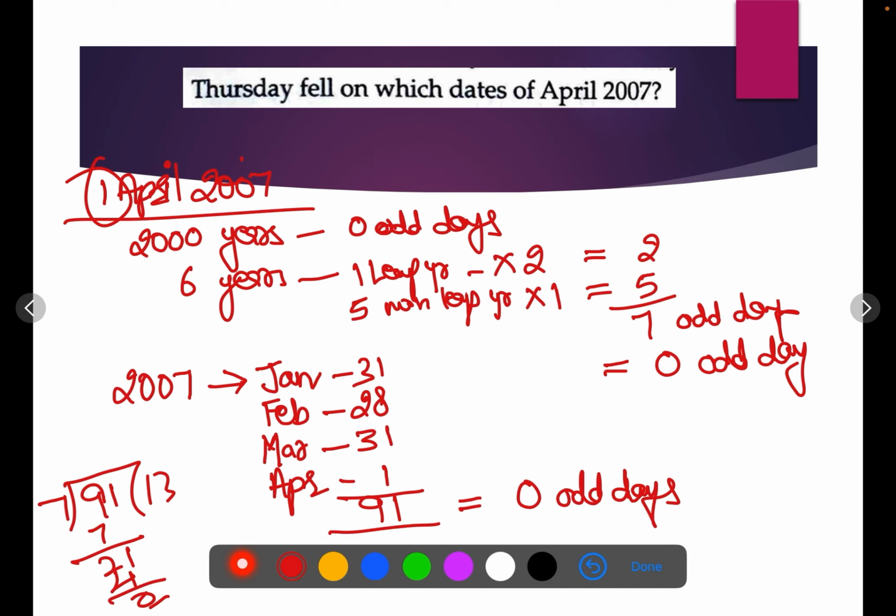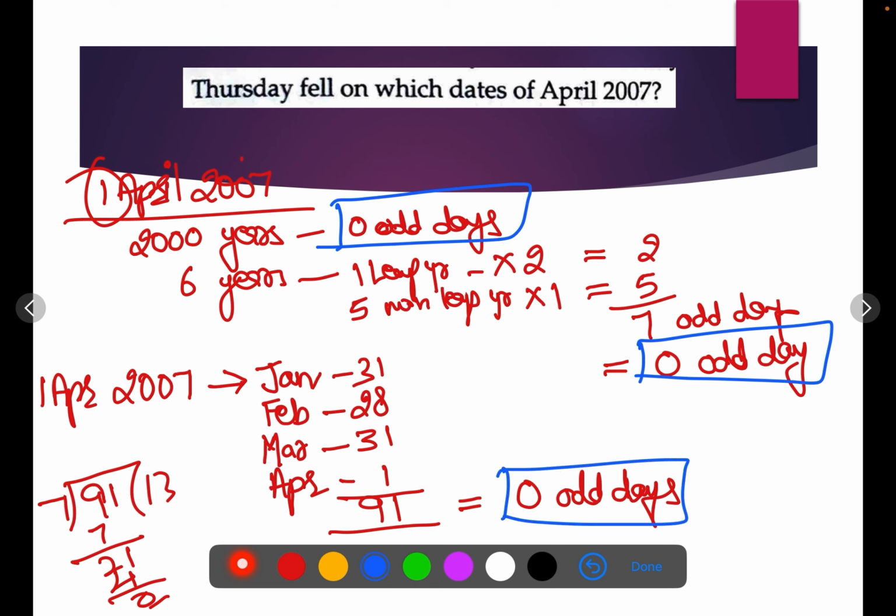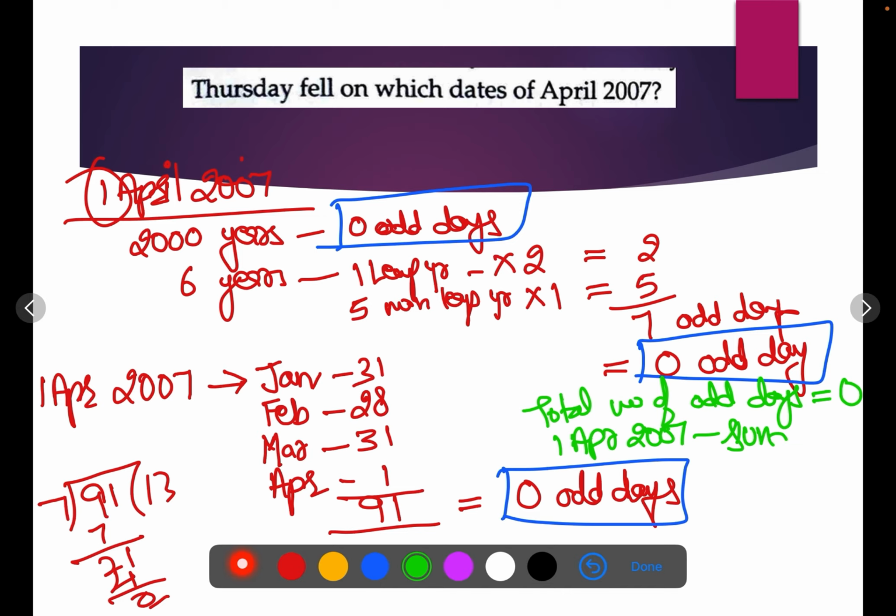Okay, so I have reached 1st April, right? So let's find the total number of odd days. 0, this is 0, this is 0. All are zeros. So the total number of odd days is 0. That means 1st April 2007 is Sunday, right? 0 code is for Sunday.